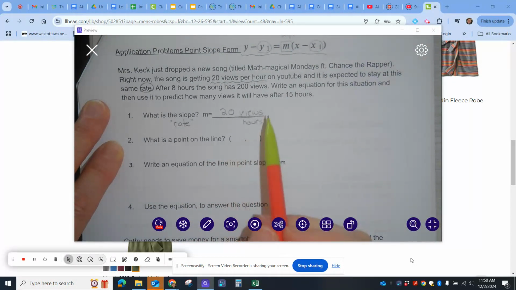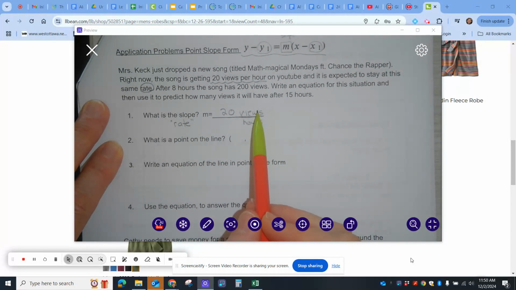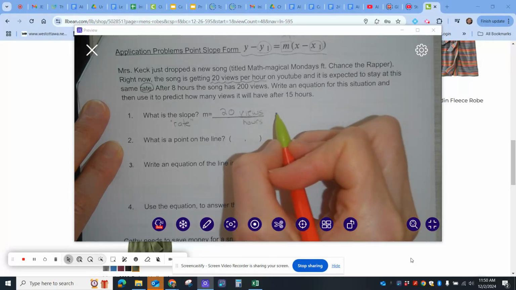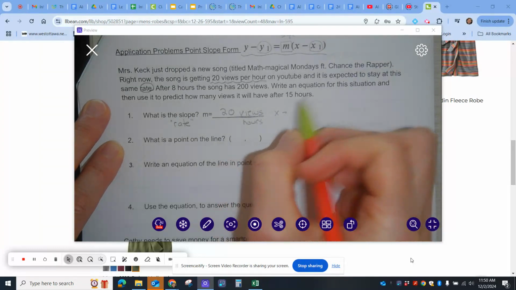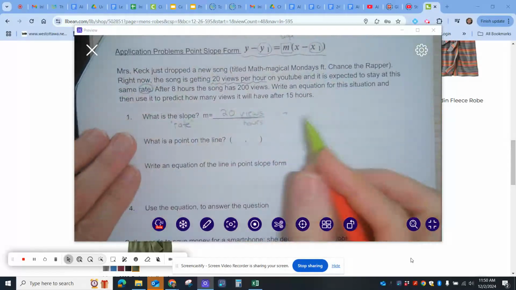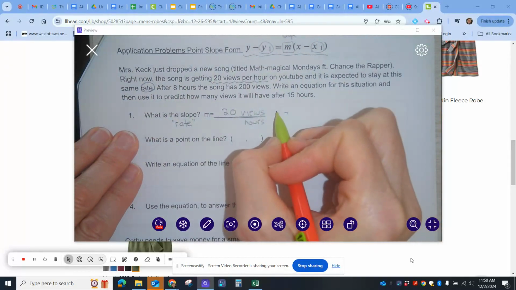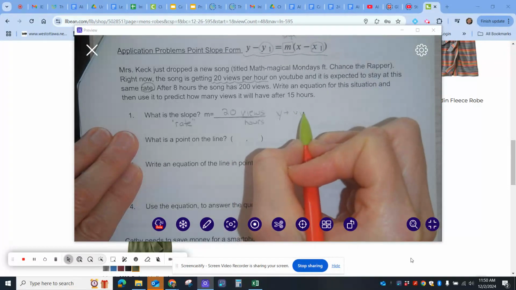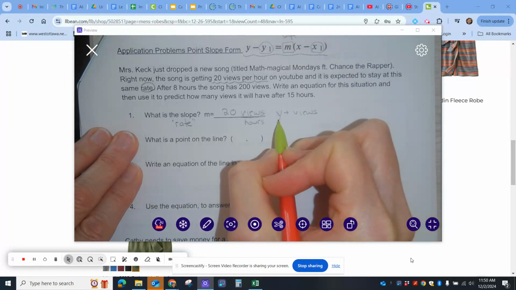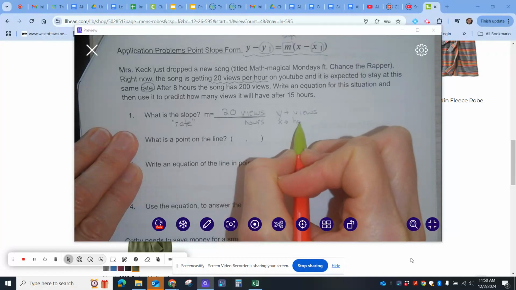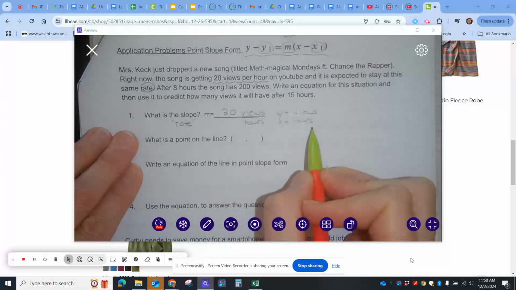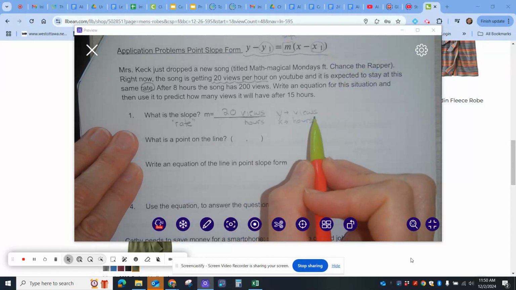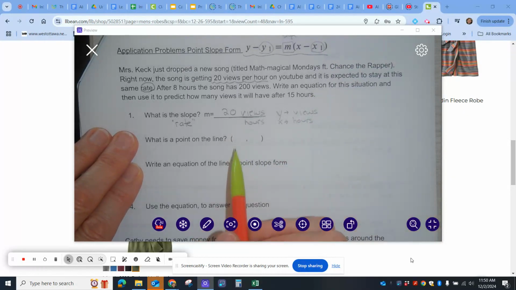Now this is helpful because slope is rise over run, or y2 minus y1 over x2 minus x1. This means, whoops, don't put an x there. When we're doing slope, the y's are on the top, so that means my y is views and my x is hours. My independent variable is hours. My dependent is views. Okay, so to have a slope, they have to give me a point.